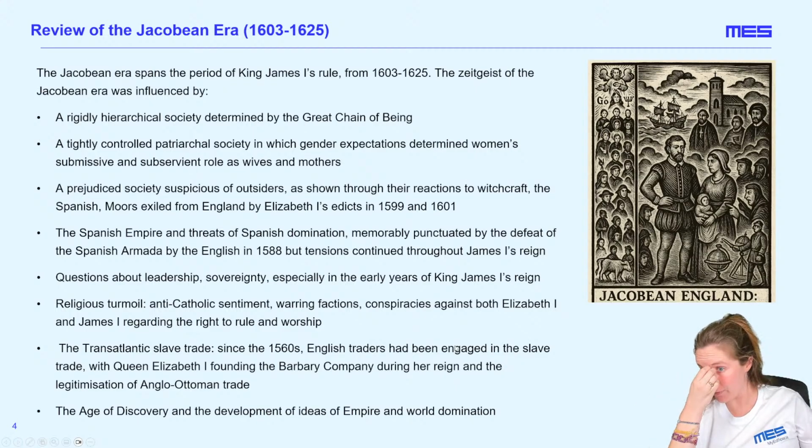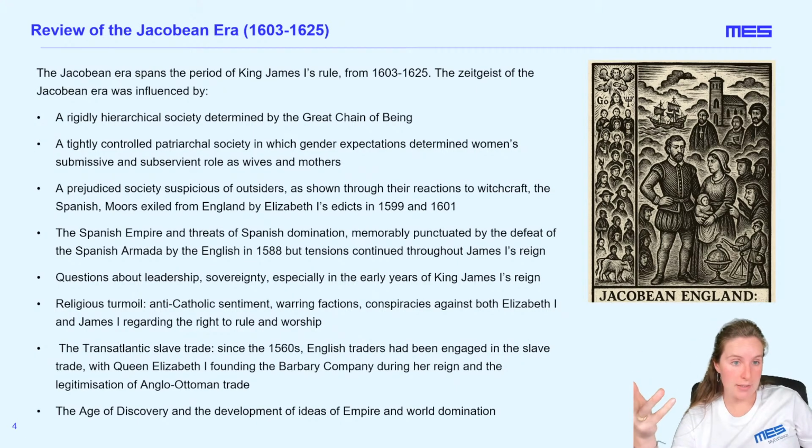So just to review briefly, the Jacobean era spans the period of King James I's rule. The zeitgeist was influenced by, and you know this a little bit because this is what we started with in last lesson, a rigidly hierarchical society determined by the great chain of being. Transgressing that meant going against God's will, and thus the most terrible treason and mortal sin.